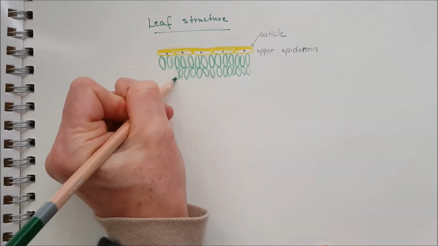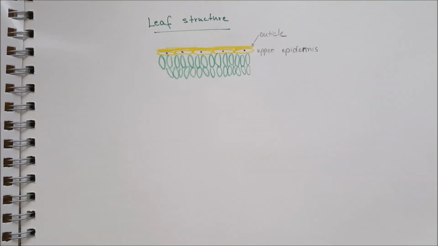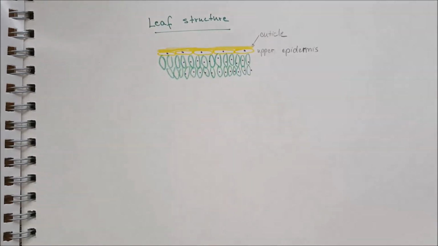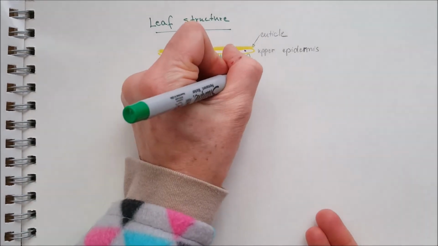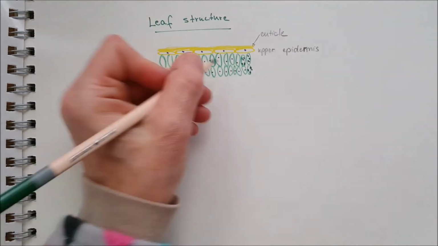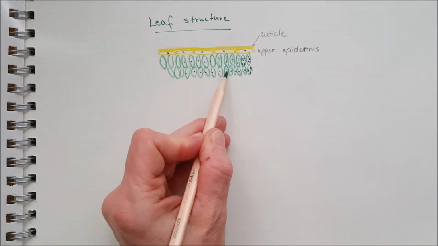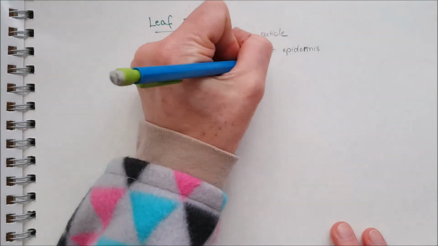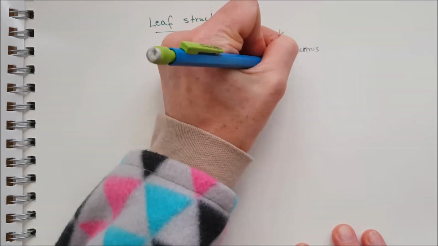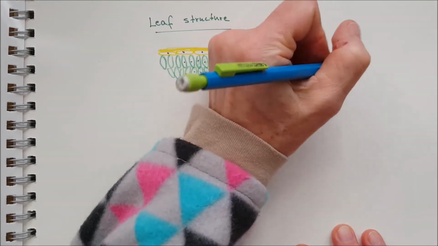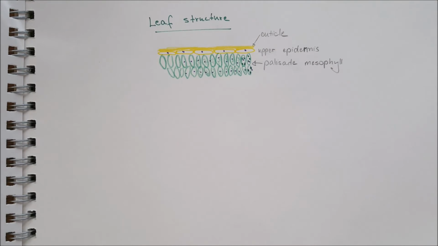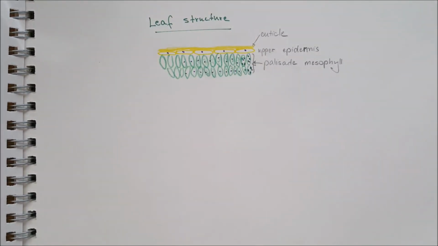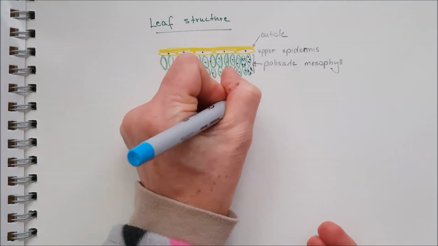This layer, what I'm drawing, I just do it with green. The dots are the nuclei all around, and this is going to be the palisade layer, the palisade mesophyll, a middle layer. They contain the chlorophyll inside of them, and that is where the majority of the photosynthesis takes place in a leaf.